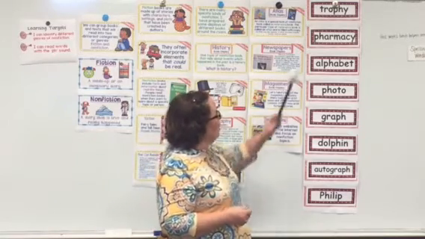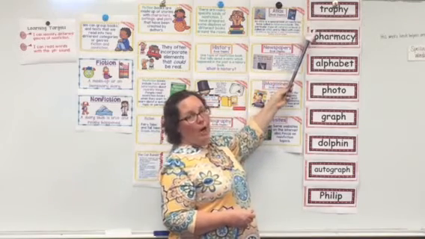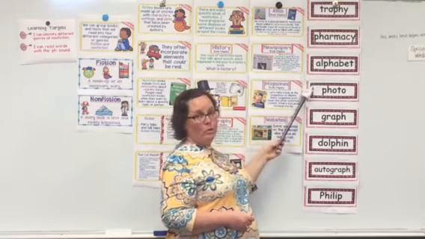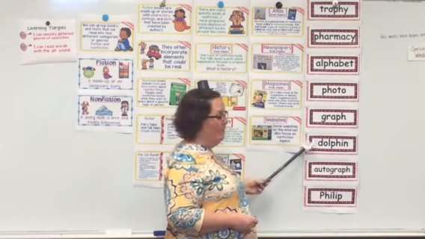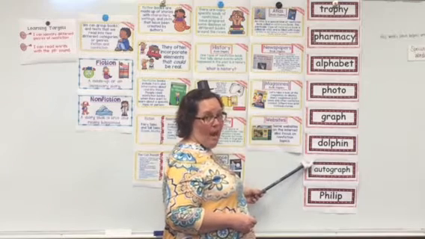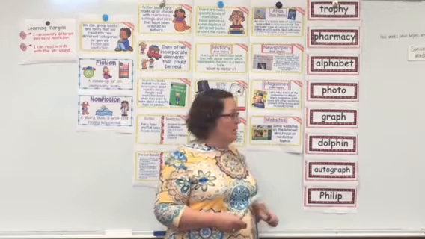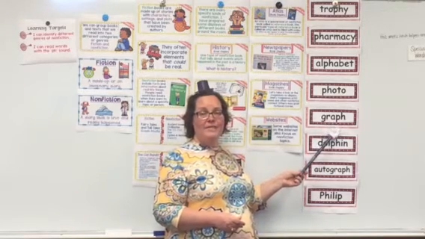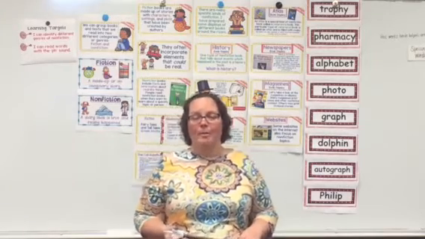Now, we're going to go over our words. We have trophy, pharmacy, alphabet, photo, graph, dolphin, autograph, and Philip. Those are our words that have the PH in them, which has the F sound. Don't forget that. This is very important to remember.